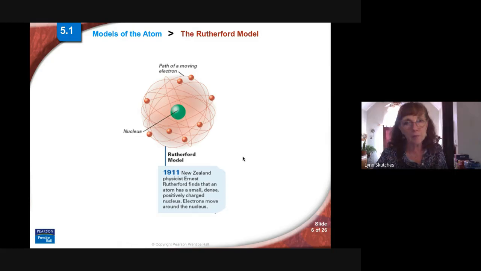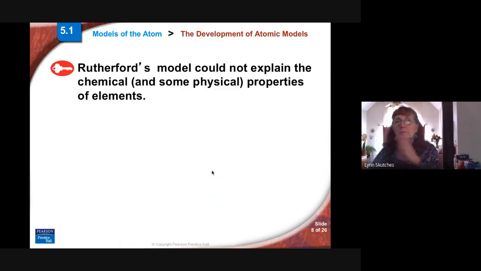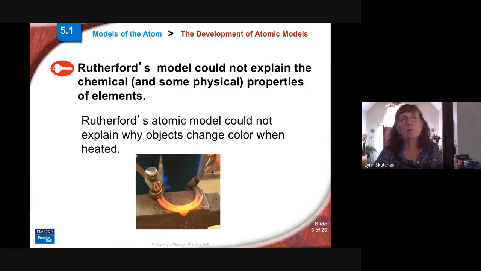But first, let's talk about some other problems. First of all, we don't know where the electrons are. And second of all, there's some other interesting phenomena that Rutherford's model doesn't really explain. One of those is the fact that when you heat objects, they change color. I'm not talking about burning things. I'm talking about heating a horseshoe or something.